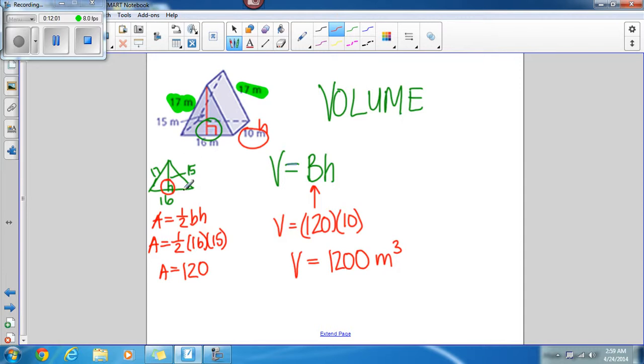Again, draw the base. I cannot emphasize enough how important it is to draw the base. You draw the base, you find the area of the triangle. That gives you 120. The height is 10. So your overall volume would be this.